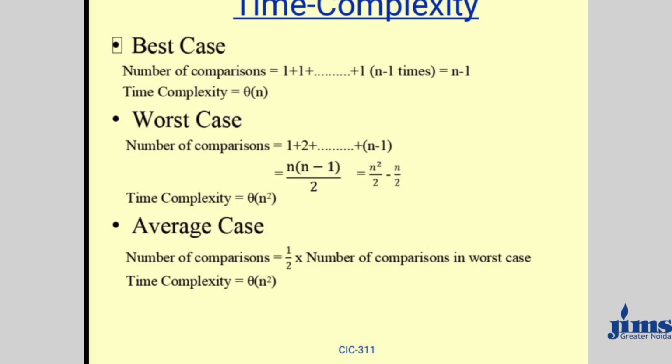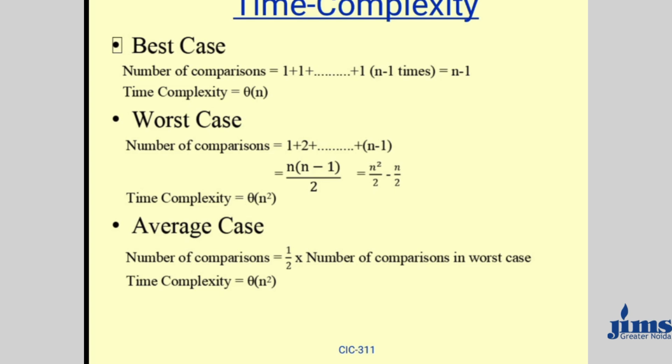Now getting on to the average case. The average case says that the input is in neither of the orders. It is neither in the desired order nor in the reverse order. It is somewhere in between. It is random. So in this case, if the number of comparisons is half of those encountered in the worst case, then what will the number of comparisons be? It will be n square by 4 minus n by 4, because in the worst case it is n square by 2 minus n by 2. So in this average case, it will be n square by 4 minus n by 4.